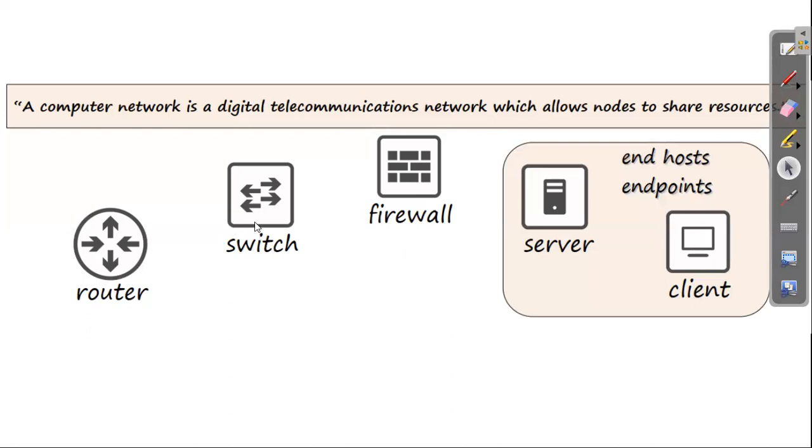So a switch is used to connect multiple devices. There are two types of switches: one is the layer 2 switch, the other is the layer 3 switch. A layer 2 switch is only used for layer 2 purposes, but a layer 3 switch can be used for both purposes. It can be used as a layer 2 device or a layer 3 device. Layer 2 means it communicates using the MAC address, and layer 3 means it uses the IP address.